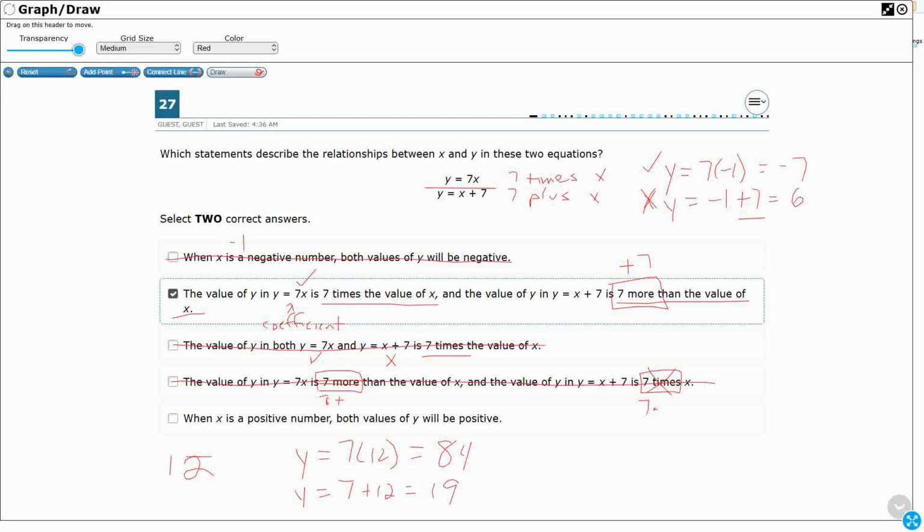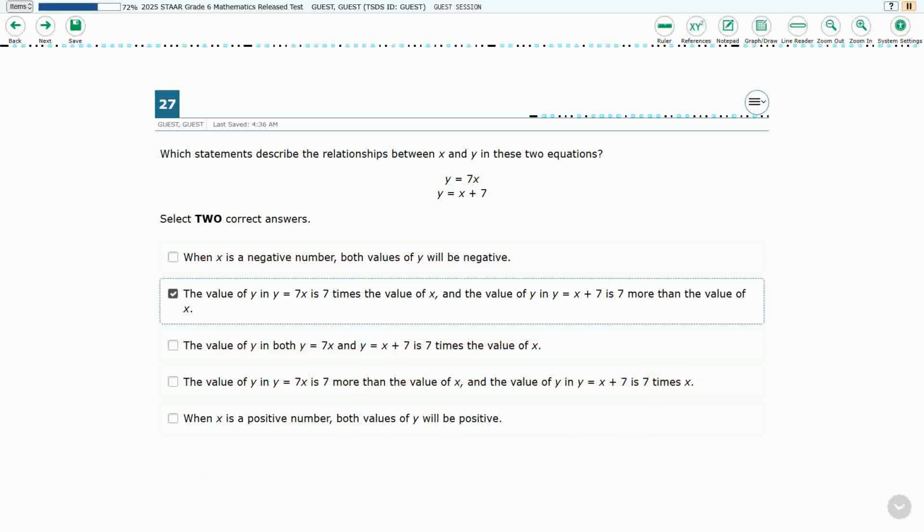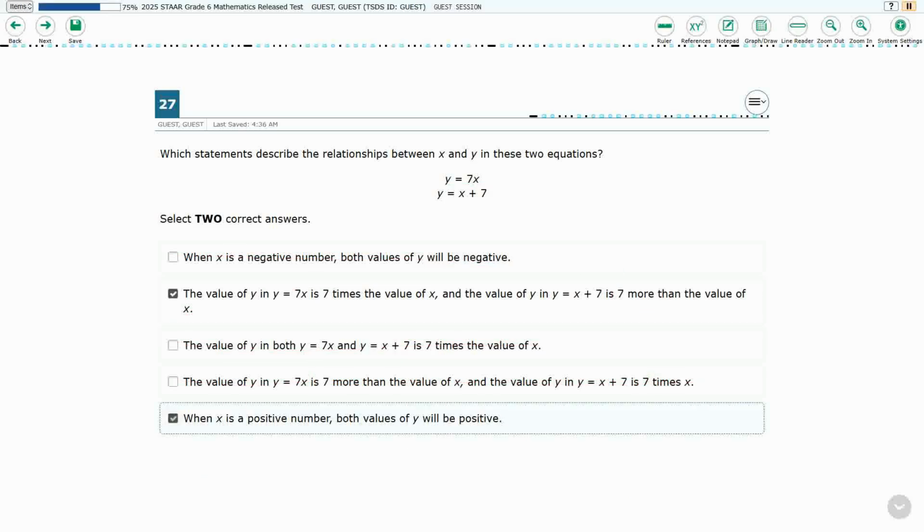Yeah, so even if you did x equals 1, you're going to end up with 7 and 8. So they're just going to get more and more positive. So these are two answers, option 2 and option 5.